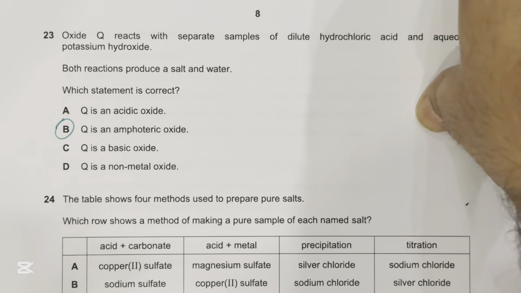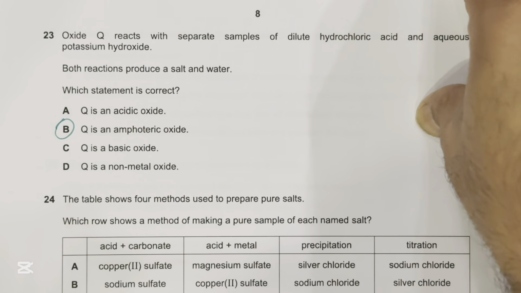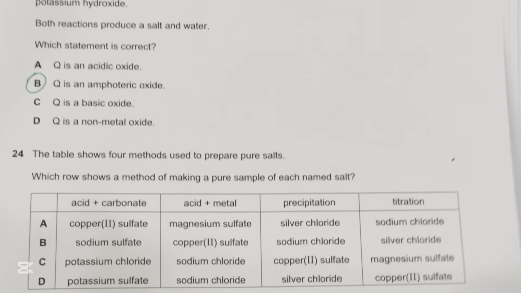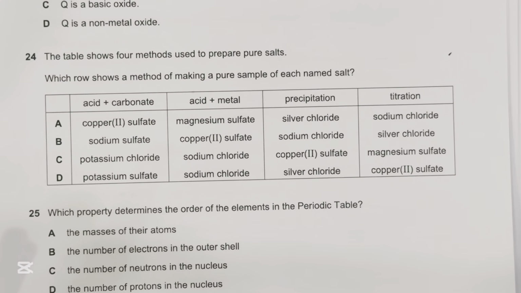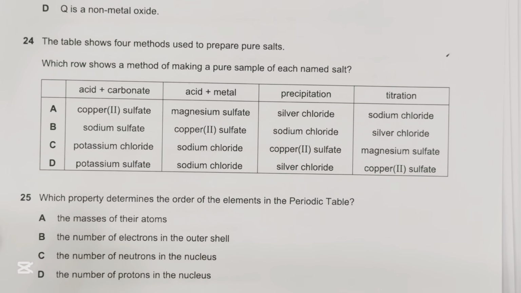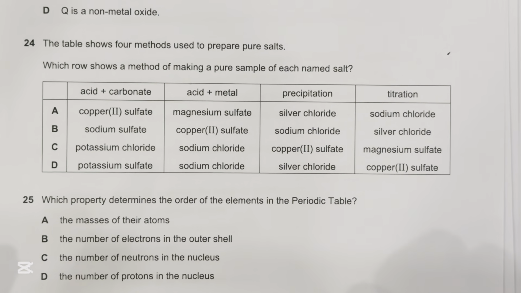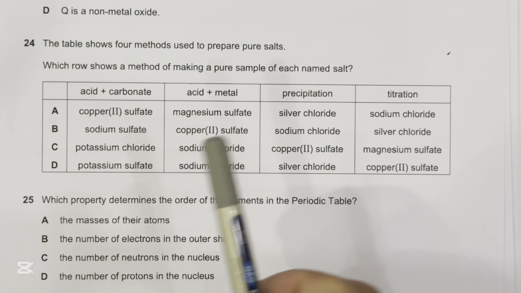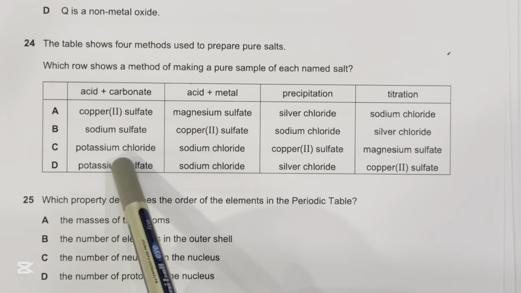Moving to question number 24. Question number 24 is that the table shows 4 methods used to prepare pure salts. Okay, this is a very good question. Which row shows a method of making a pure sample of each named salt? Okay, acid and carbonate, I have told you earlier, acid and carbonate will produce salt.